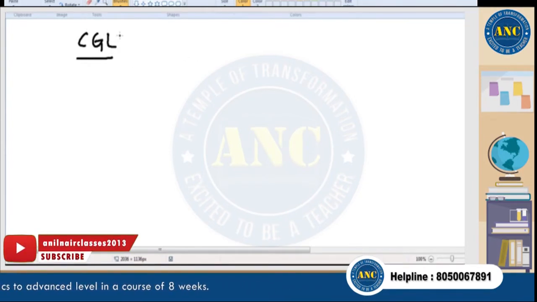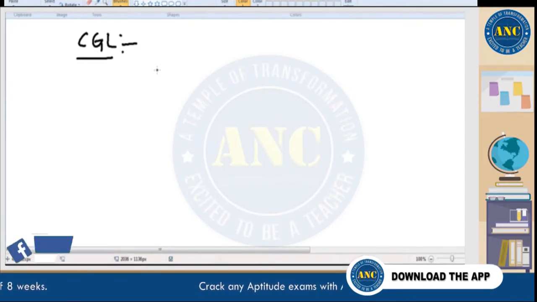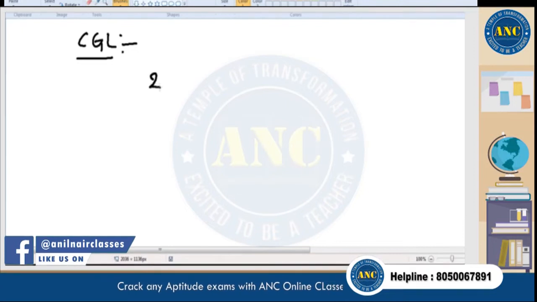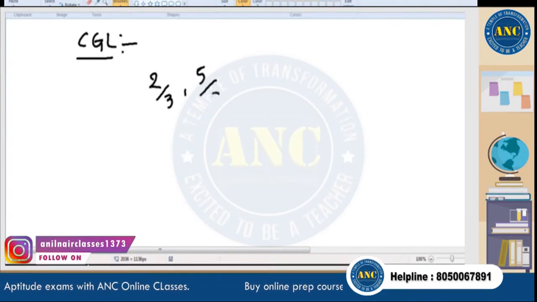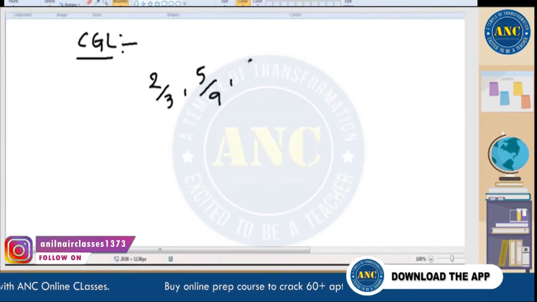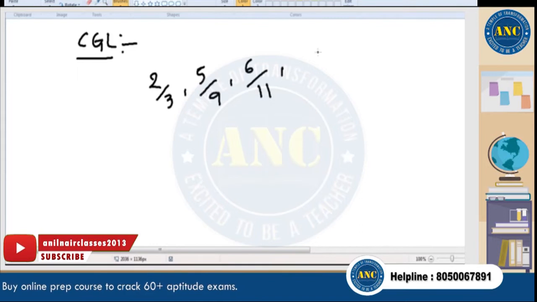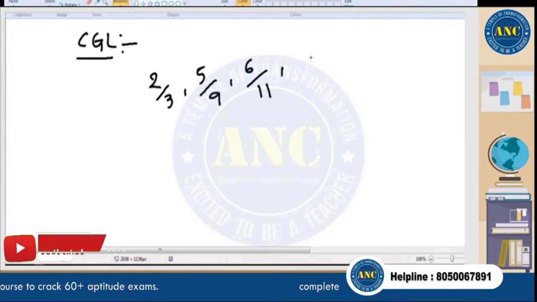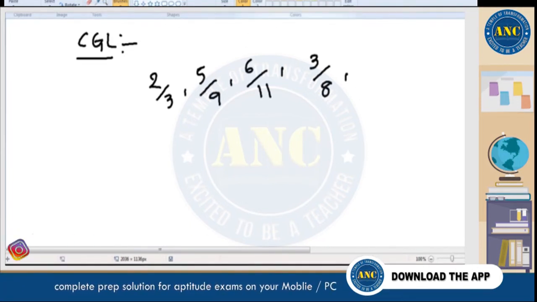In CGL there is one good question. Most commonly they are asking in tier 1 most of the cases. The question can be like this: 2 by 3, 5 by 9, 6 by 11, 3 by 8. Let me take only 4 ratios this time.